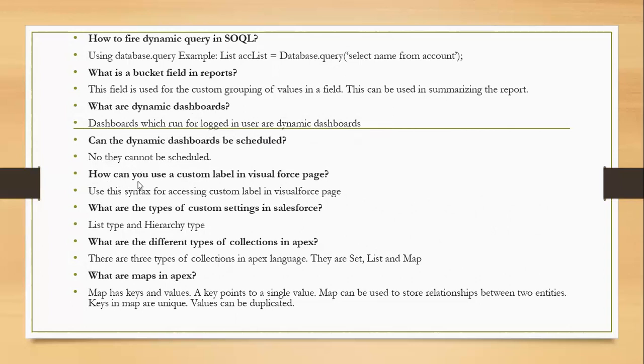How can you use custom labels in a Visualforce page? Use the given syntax for accessing a custom label in the Visualforce page. What is the type of custom setting in Salesforce? List and hierarchy types.